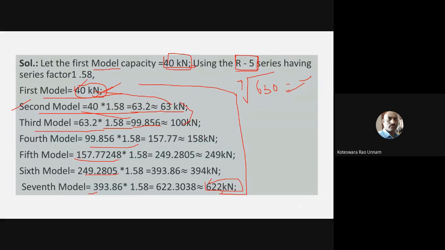Between these two it is again 1.58. Between these two also 1.58. Between these two also 1.58. Like this, if you take any two successive numbers, the ratio of the highest number by the lowest number in those two is always going to be the series number value. So likewise, you can construct any set of standard or preferred numbers. Okay, so I think this is about preferred numbers. We'll close this at this point.